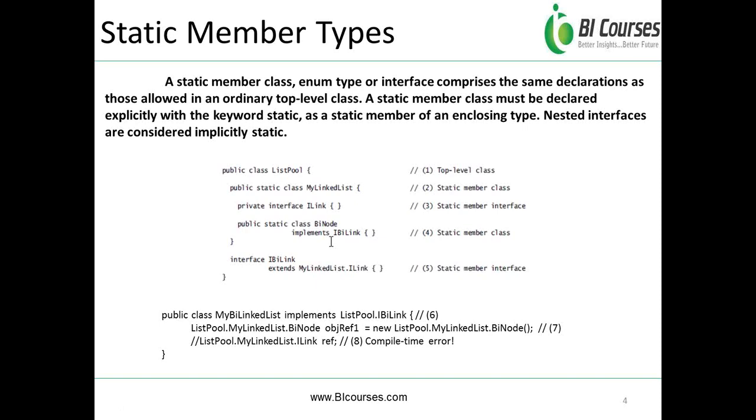So within a class we have one more static interface, and also one more static member class, public static class BiNode implements ILink, and this IBLink is outside of the MyLinkedList class. Interface IBLink extends MyLinkedList.ILink. We will see how this works, a class within a class, and these classes are static. And how we will create these static classes, and how we can execute these interfaces or classes.